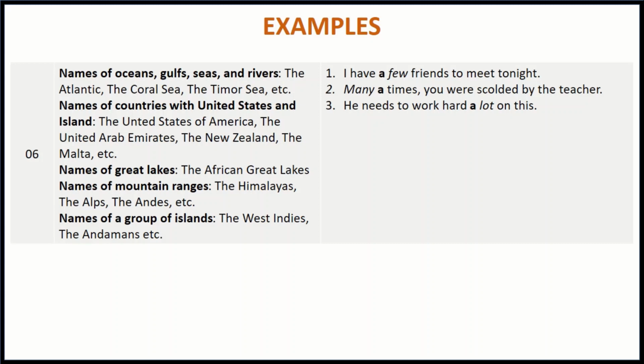Lastly, sometimes we use a or an with words like few, lot, and those that we discussed in the previous slide. You can see number 2, that many a times, like a comes after many. Many a times it was quoted by the teacher. That's also right. Okay, so these are some examples of how to use articles.